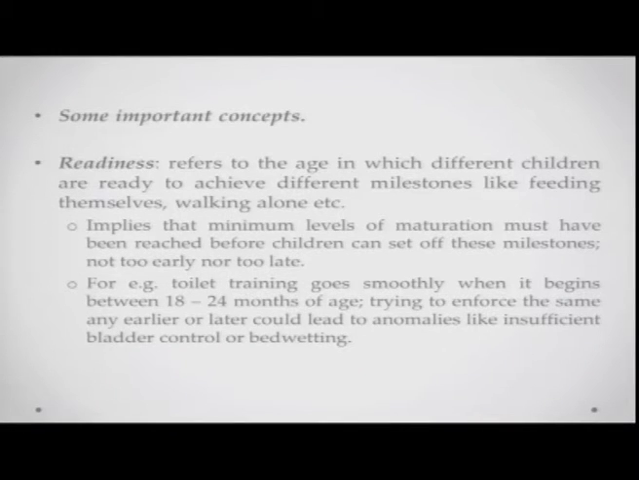I'll give you one example. For example, toilet training goes smoothly when it begins around 18 to 24 months of age, and there could obviously be a plus minus of a few months here or there. But if, say for example, over-anxious parents are trying to enforce the same any earlier or even any later for that matter, this could lead to particular kinds of anomalies, insufficient bladder control or bedwetting, because the child has not really been trained to control it, or other kind of things. I'll talk about this at some later point.